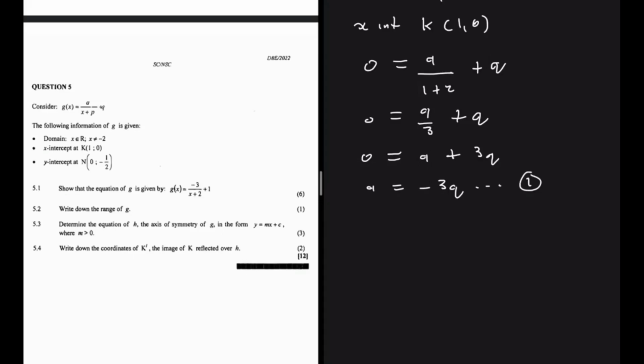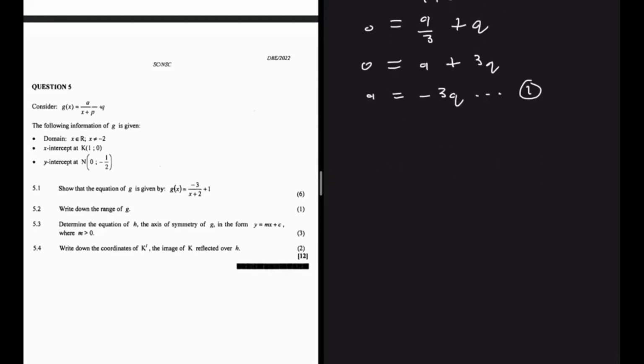I can name it equation 1, and then I can go and use the other point and see if I can solve them simultaneously. Of course, I'm going to be able to solve them simultaneously, because I know that this is what these kinds of questions are requiring of me. So the other point we have is the y-intercept, which is some point n of coordinates 0 for the x and minus 1 over 2 for the y.